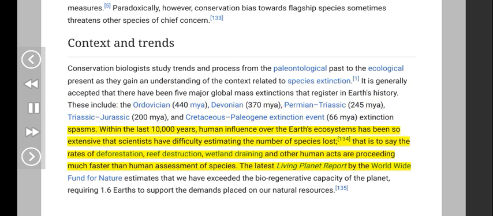Extinction spasms. Within the last 10,000 years, human influence over the Earth's ecosystems has been so extensive that scientists have difficulty estimating the number of species lost.